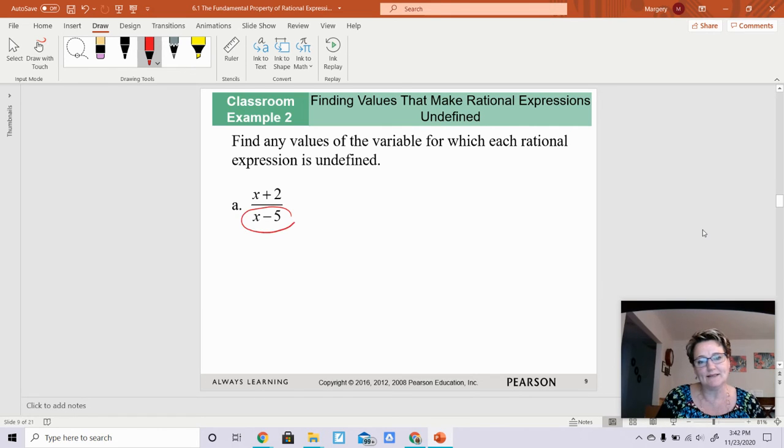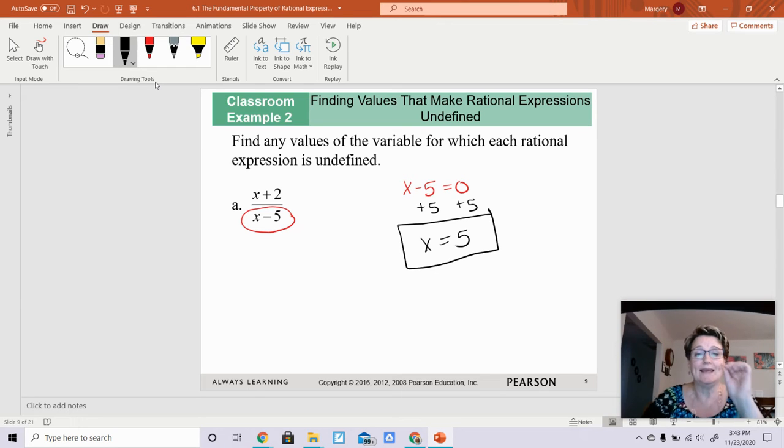So I'm going to take the denominator and set it equal to 0. Now I'm going to solve for x, which means I'm going to isolate x. I'm going to add 5 to both sides, and x equals 5. Now, if x actually equaled 5, 5 minus 5 is 0. You can't have 0, so x cannot equal 5. Okie dokie.